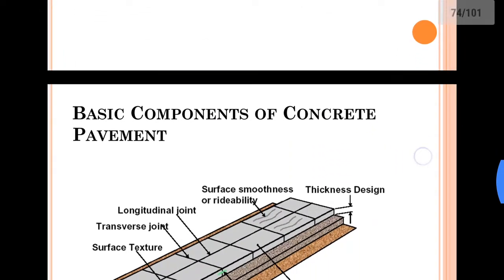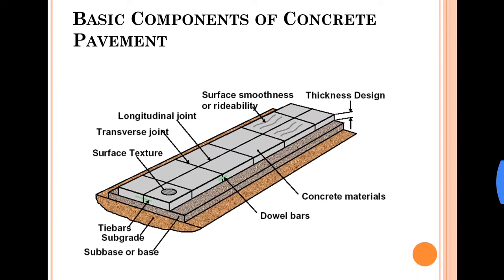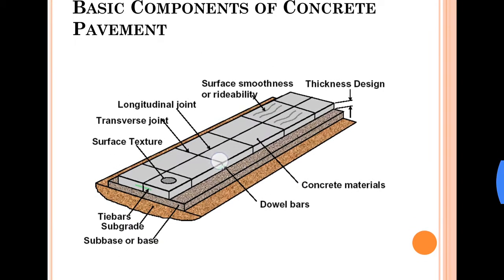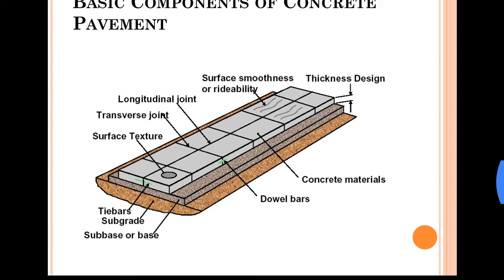We'll now move to the next topic, that is design of rigid pavements. So what are the basic components of rigid or concrete pavements? You have the concrete slab, which is the surface layer. Then you have joints cut out.